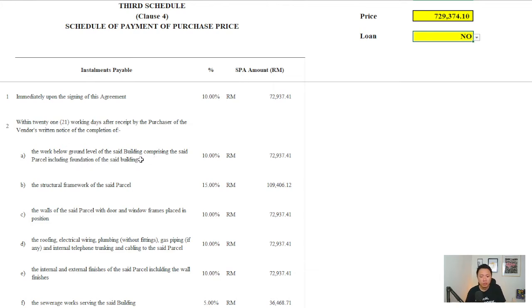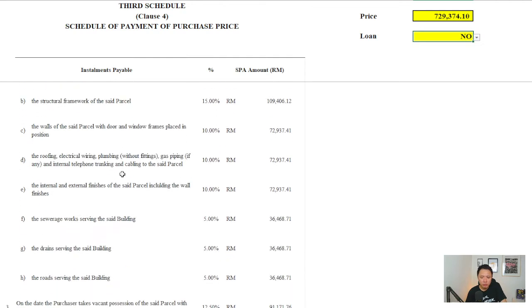This usually depends on when you are going to buy the property. Say for example, if you buy at pre-launch, well before they do the earthwork, you don't need to pay this yet. However, if you bought it like one or two years after, then most probably you will have this payable the moment you sign the SPA.